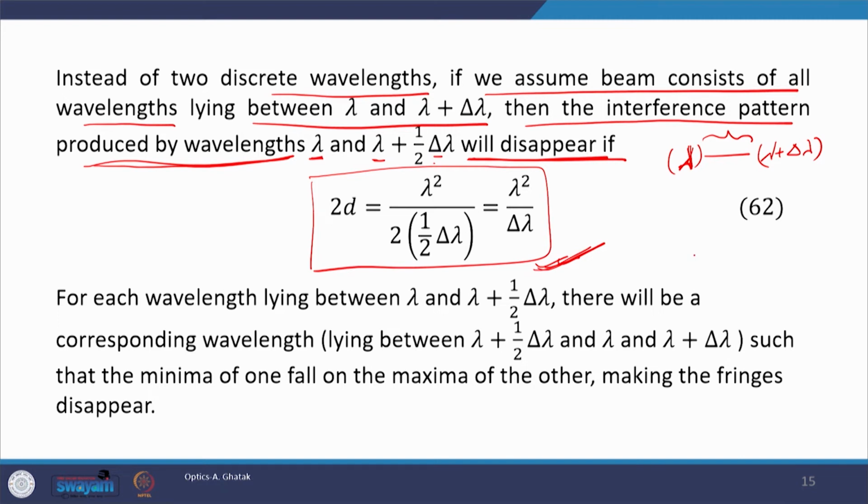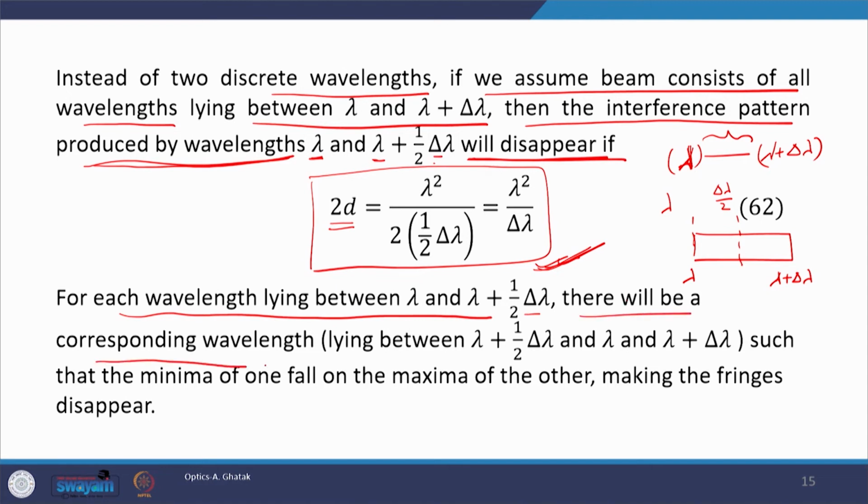Now we have a band which starts from lambda and ends at lambda plus delta lambda, and out of this band we picked two wavelengths, lambda and lambda plus delta lambda by 2. The fringes for these two wavelengths will disappear if the path length difference 2d is equal to lambda square upon delta lambda. Now, for each wavelength lying between lambda and lambda plus delta lambda by 2, there will be a corresponding wavelength lying between lambda plus delta lambda by 2 and lambda plus delta lambda.